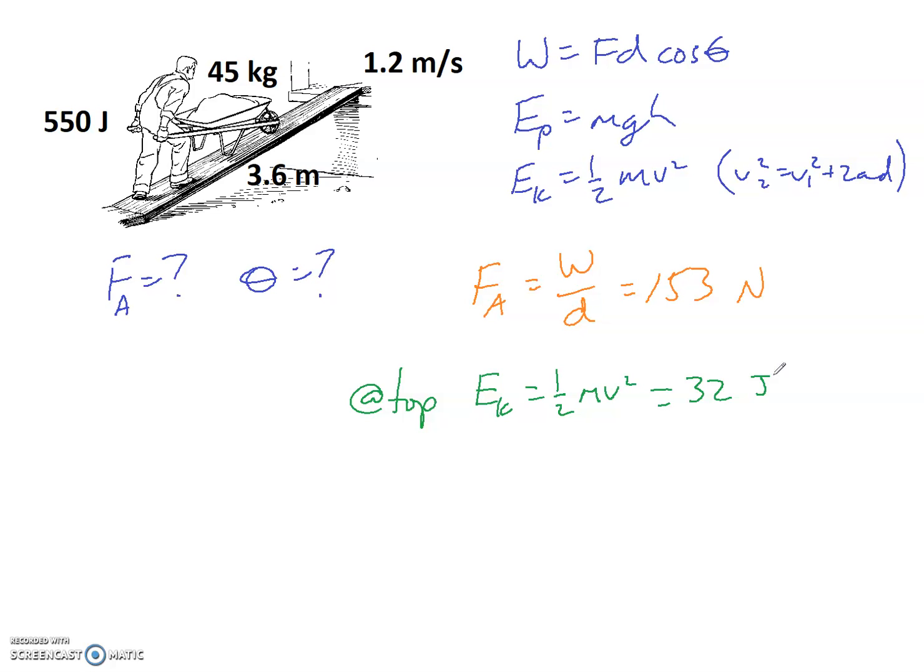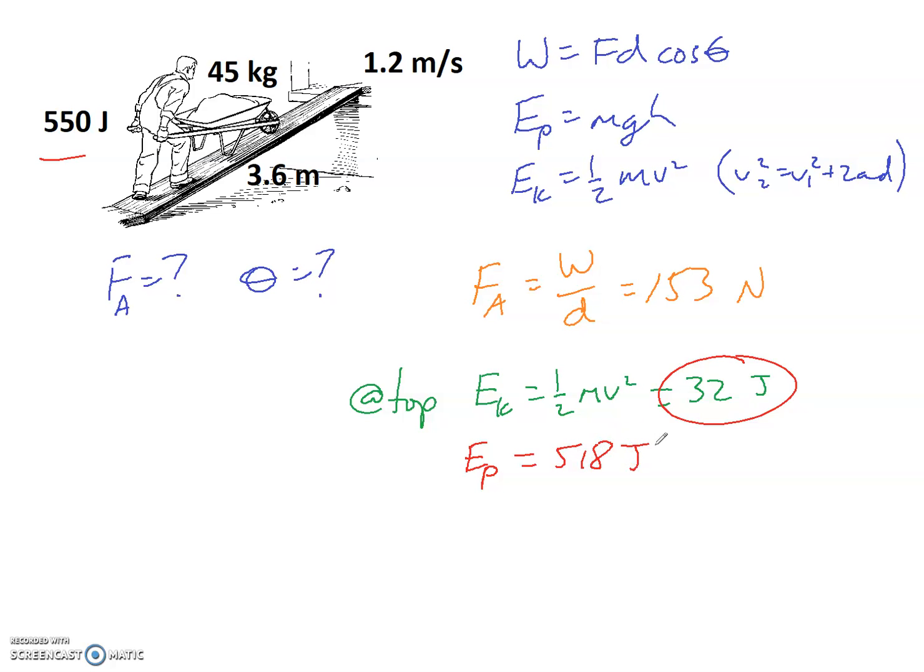So he did 550 joules of work altogether, and 32 of that went towards kinetic energy. So if he's got 550 done in total, 32 of that went to kinetic energy, that tells me that the potential energy at the top has to be the difference. So that'd be 518 joules of potential energy.